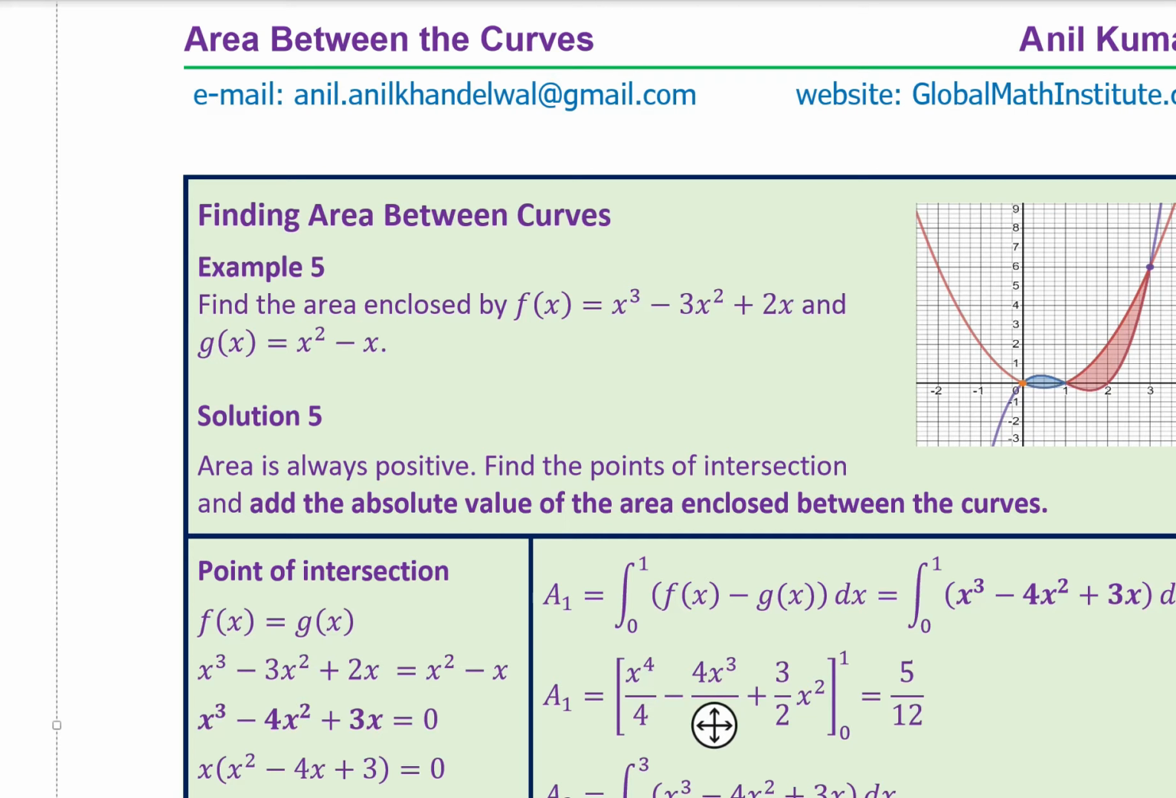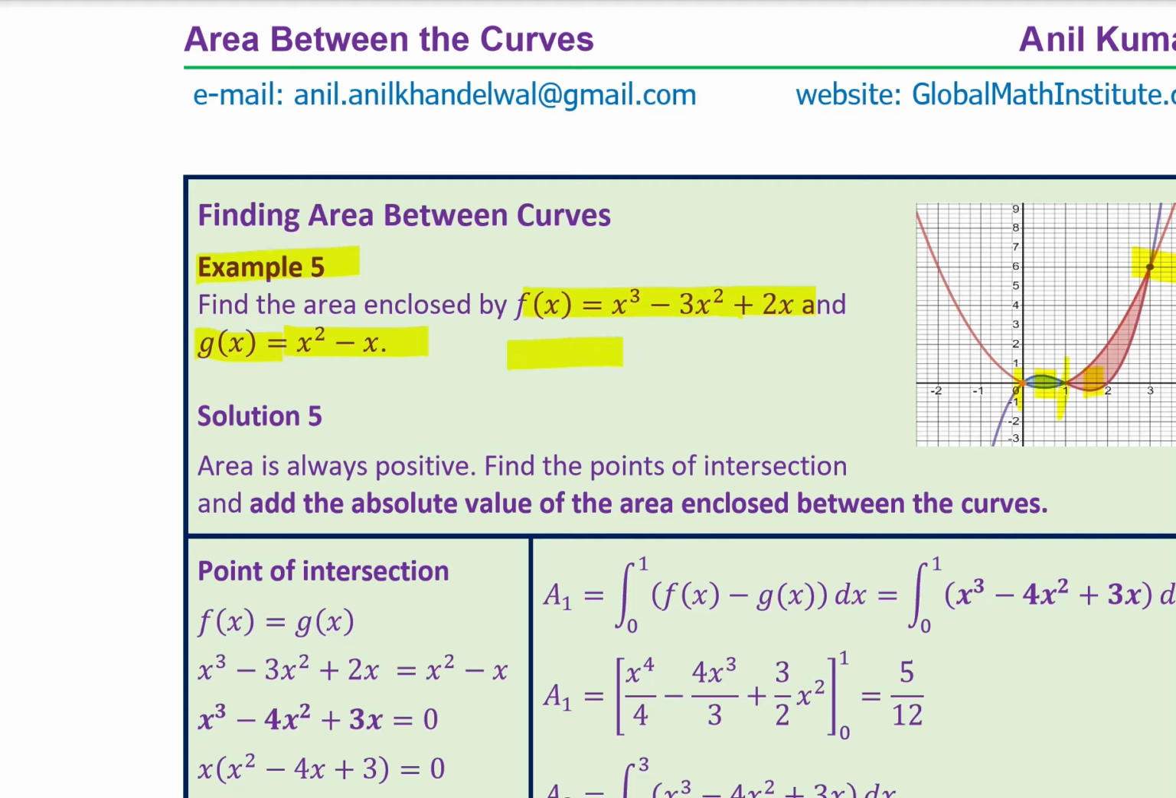This time we are complicating it a bit. We're taking an example where the function given to us is a cubic function and the other one is a quadratic function. The graph is shown to you right there. So it intersects at 3 points as shown. The question here, example 5, is: find the area enclosed by f of x equals x cubed minus 3x squared plus 2x and g of x equals x squared minus x.